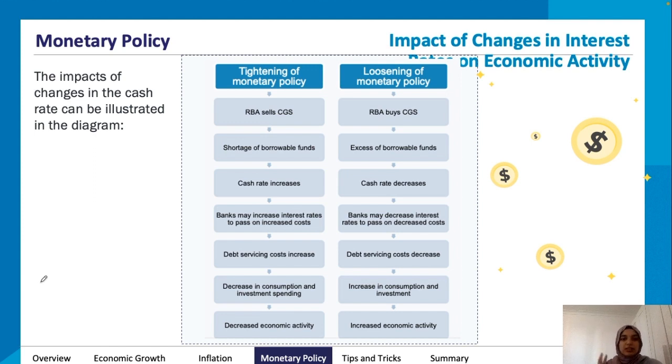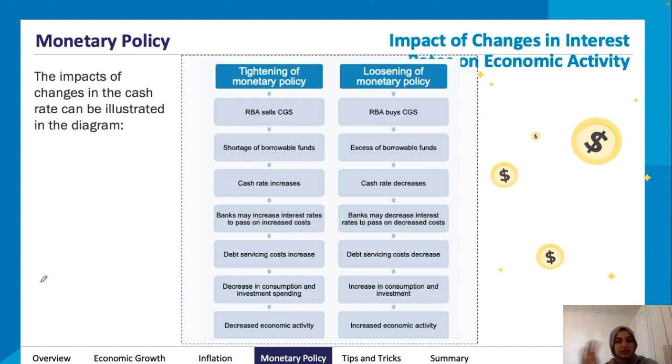The opposite is the loosening of monetary policy, so it's literally flipped over. So the RBA buys Commonwealth government securities. There's an excess of borrowable funds, so there's a lot of borrowable funds available, so they don't have as much value. So therefore they can decrease the cash rate.